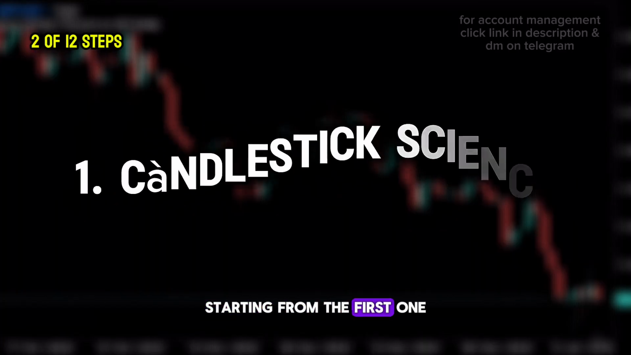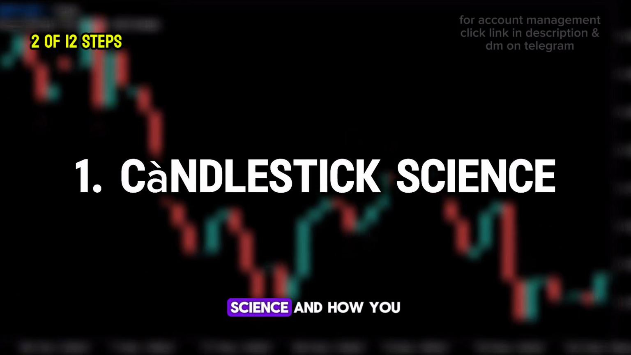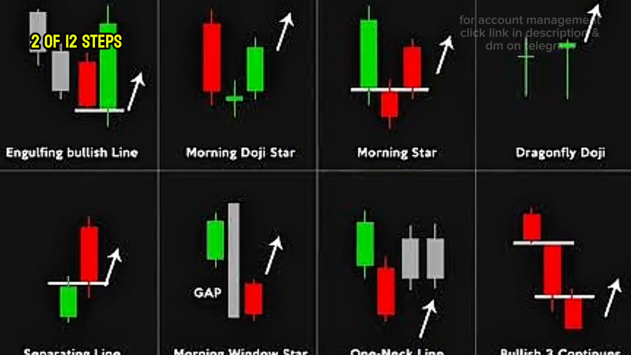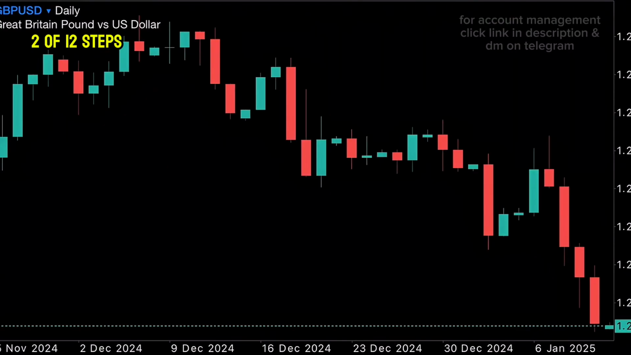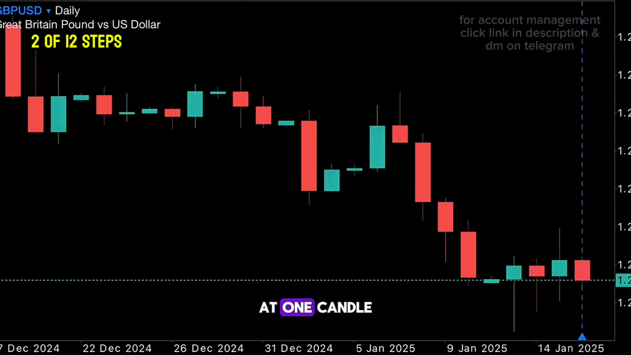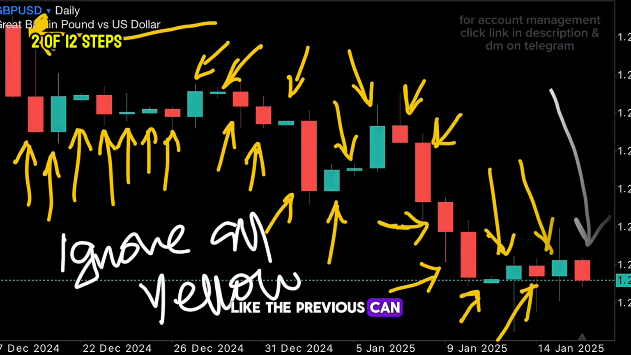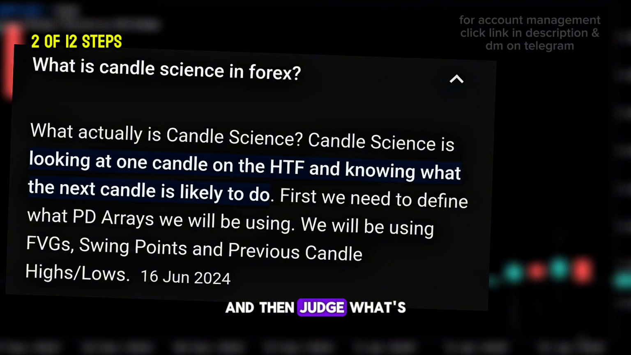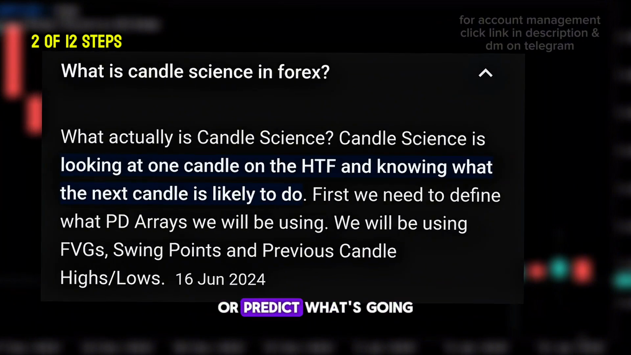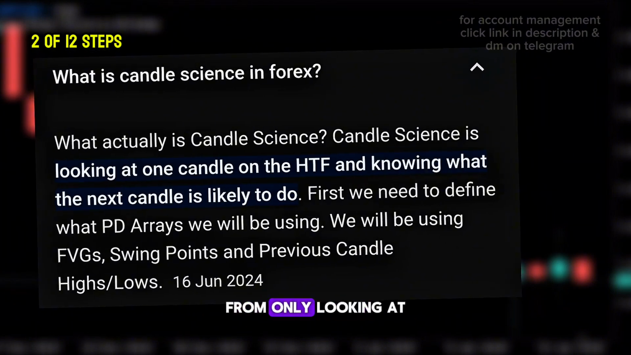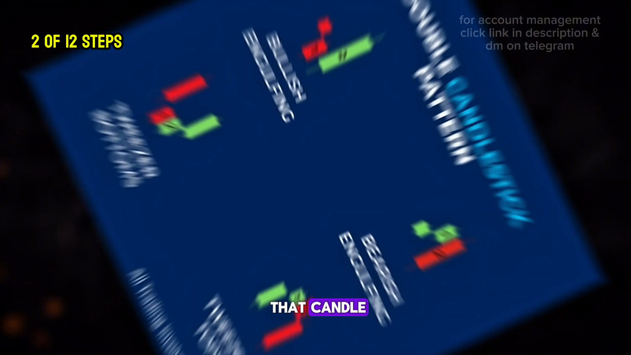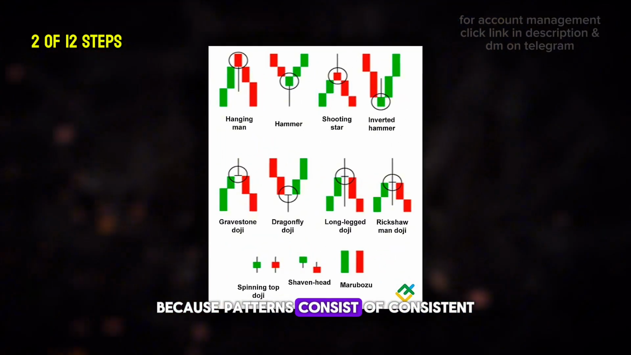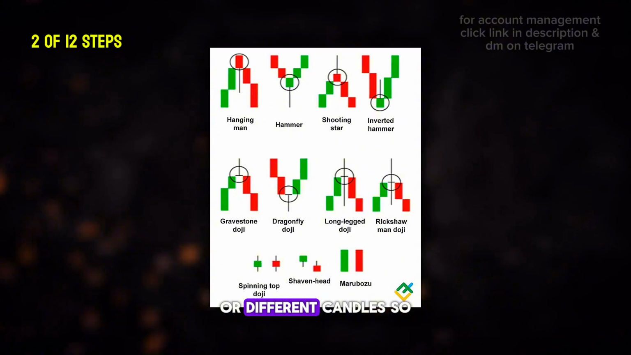Starting from the first one, which is candlestick science, and how you do this is not by using patterns or the likes of that. Candlestick science is basically when you look at one candle, like the previous candle out of a lot of candles, and then judge or predict what's going to happen next from only looking at that candle. And this is not using patterns, because patterns consist of consistent or different candles.